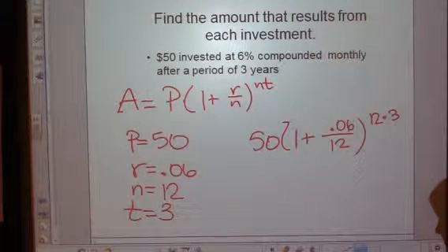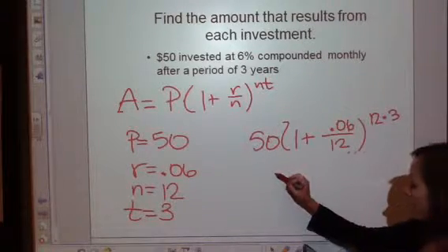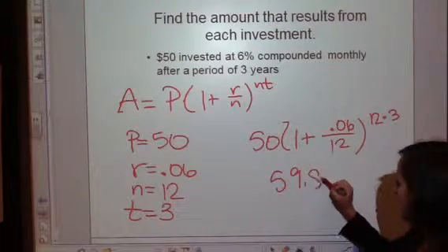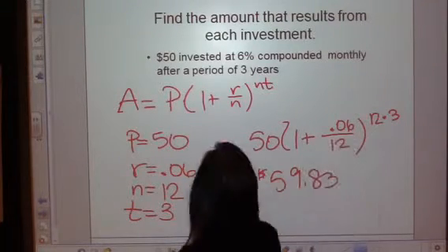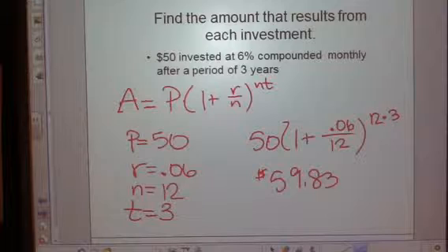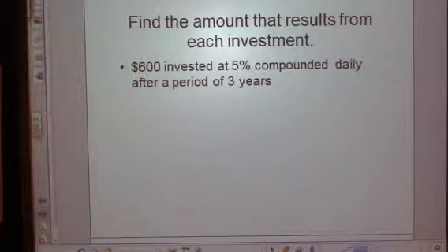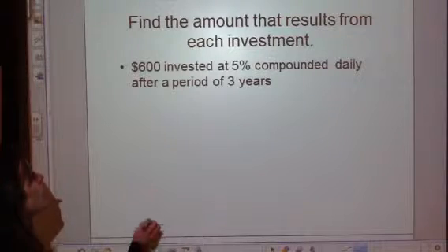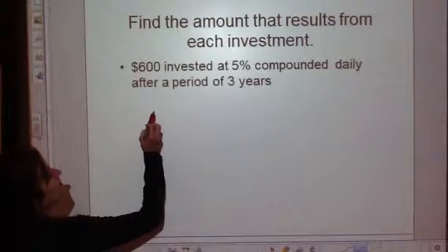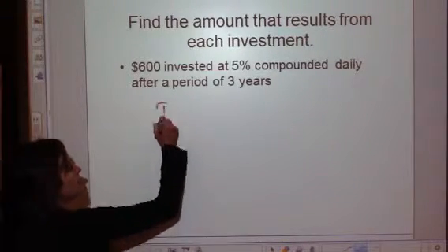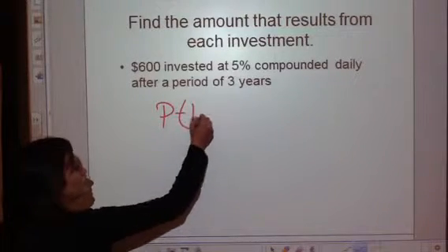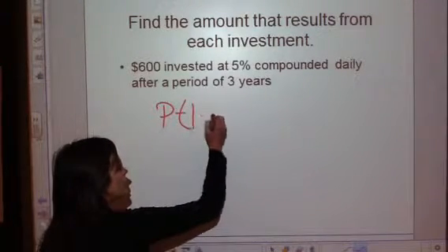So when I type that into my calculator, I get $59.83 after 3 years. You're done. So see if you can do this one on your own. If you unpause the video, you should have picked the first equation.